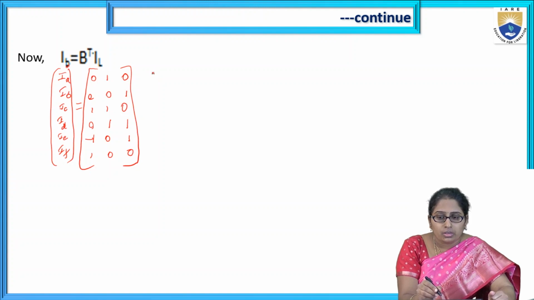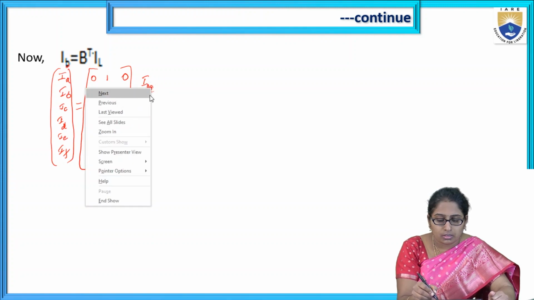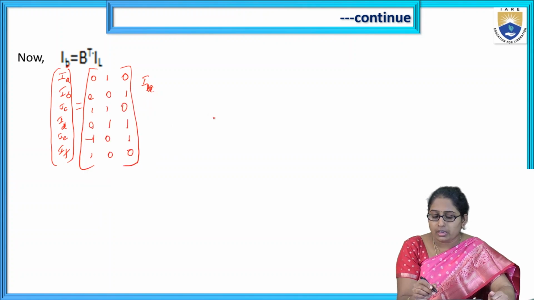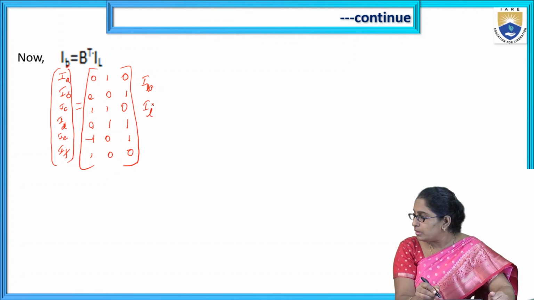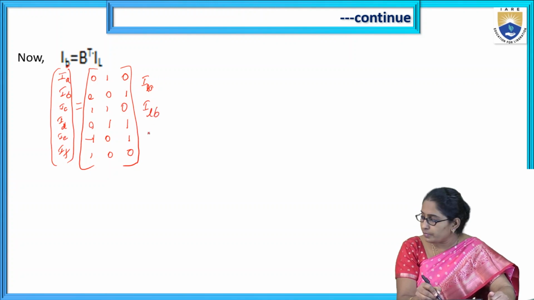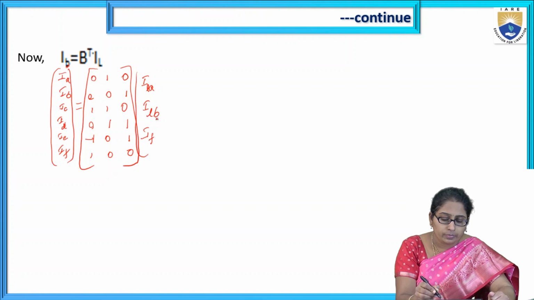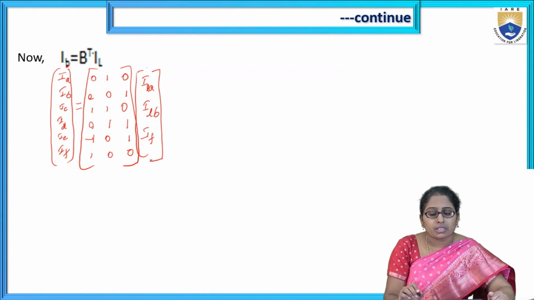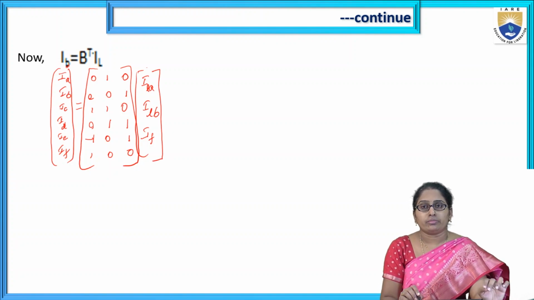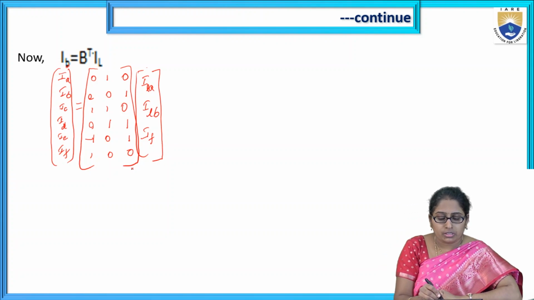The link currents: we have 3 links, so ILA, ILB, ILF, the links with branches A, B, F. Now B transpose is a 6 by 3 matrix and IL is a 3 by 1 matrix.